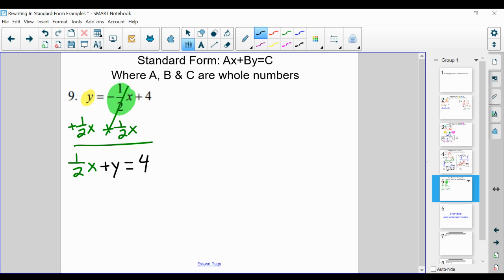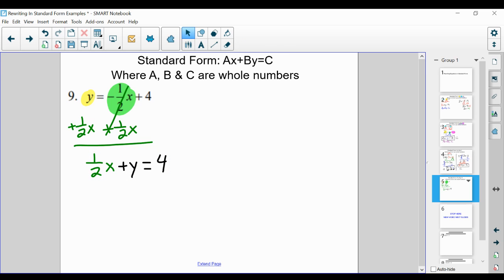Now, we aren't quite done yet, although we might think we are. I'm going to shift this over and you're going to see why. Remember what standard form is, or we can read what standard form is, where a, b, and c are whole numbers. Right now, we don't have all whole numbers. That a term, the coefficient of x, the number attached to our x, is a fraction, and that's no bueno. So we have to multiply everything by a number that will help clear out that fraction.